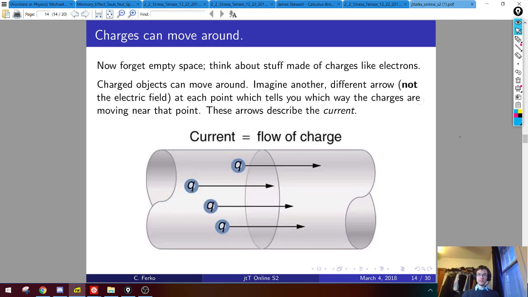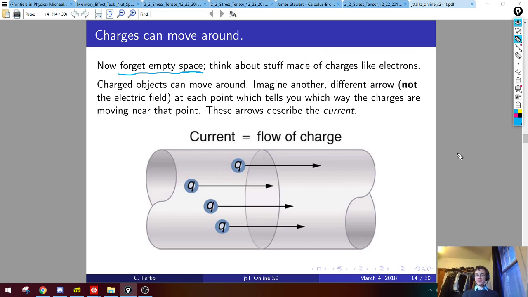Good. So forget the empty space. Totally, let's ignore now what happens to the light outside the cloak. Now we're going to think about what happens when these electric field arrows move within some material. And our material, like everything else, is going to be made up out of matter. And matter has charge, like the electron, which carries negative charge.